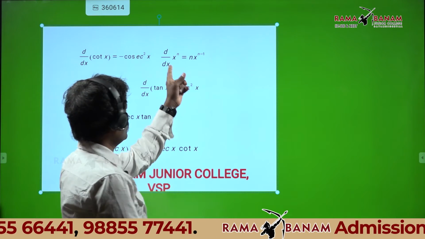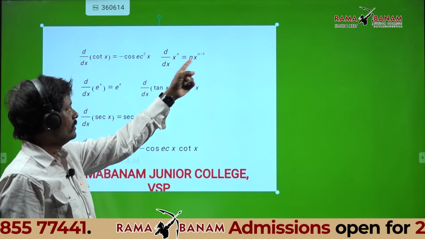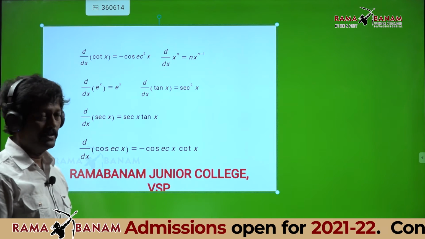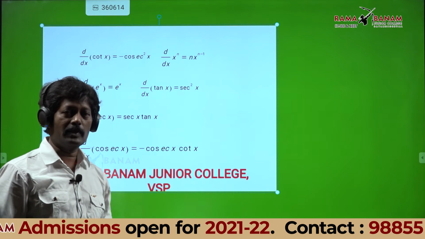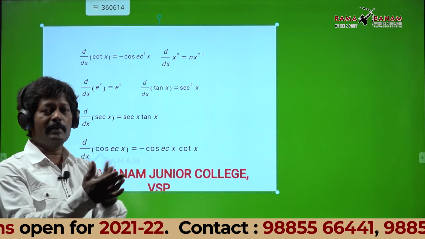Read out in English. How do you say that? D by dx of x power n equal to n x power n minus 1. How do you give the statement in English?